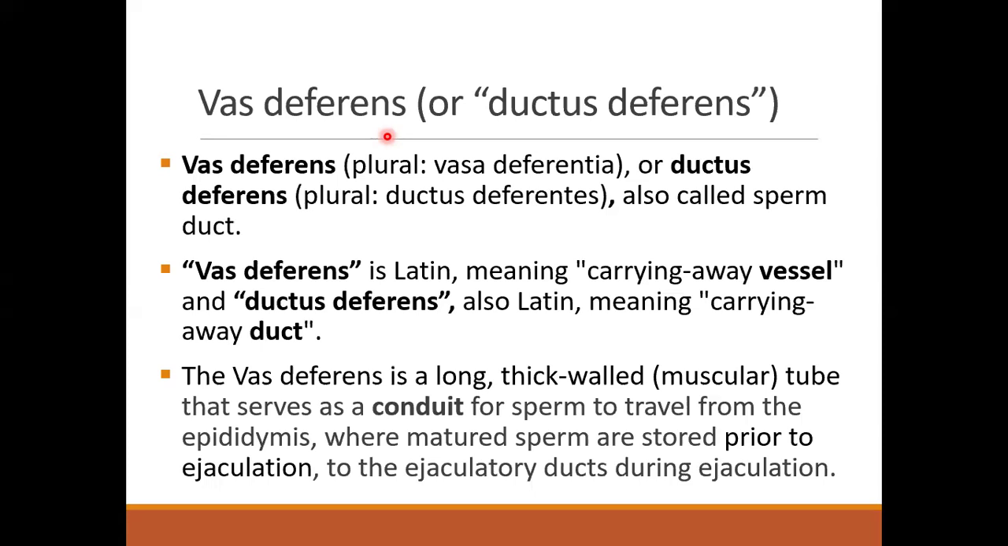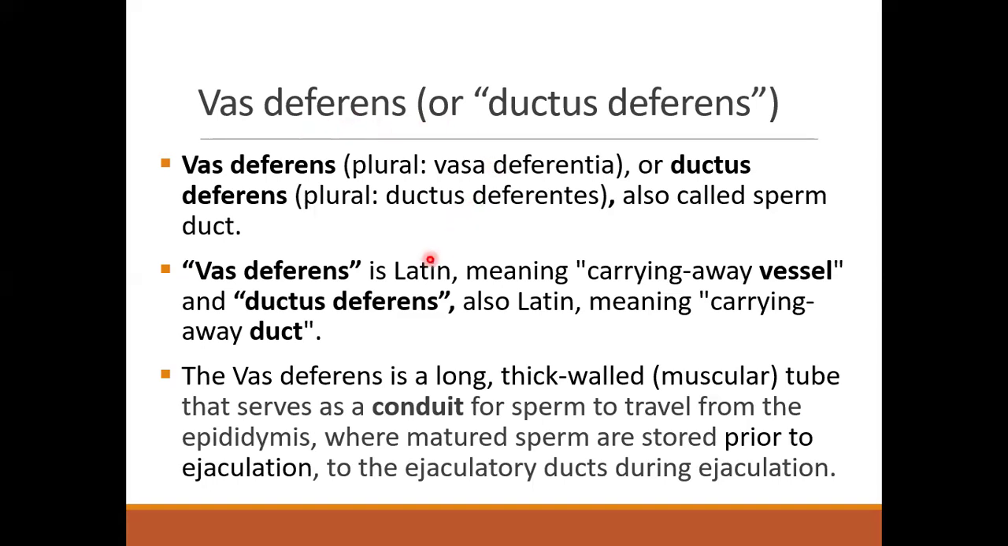The vas deferens. So the vas deferens is a Latin word meaning carrying away. Okay, and it's a carrying away vessel. And the ductus deferens is also a Latin word meaning carrying a duct. So the vas is a vessel, and the ductus is a duct, as I've explained earlier. All right. The vas deferens is a long, thick-walled muscular tube that serves as a conduit for sperm travel from the epididymis up to the urethra, where mature sperm are stored prior to ejaculation.